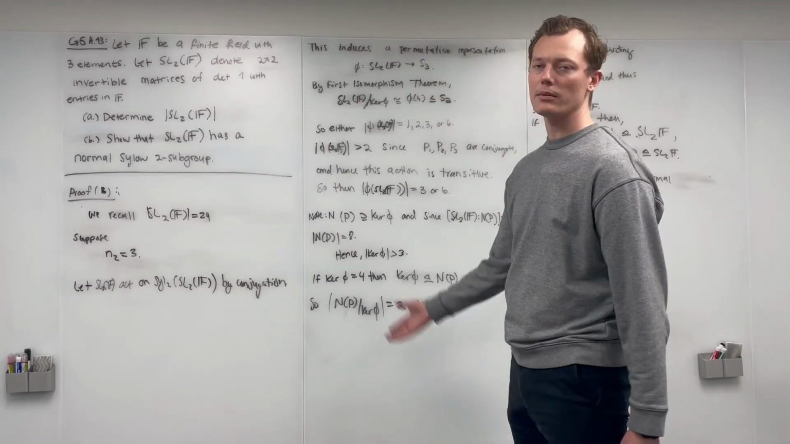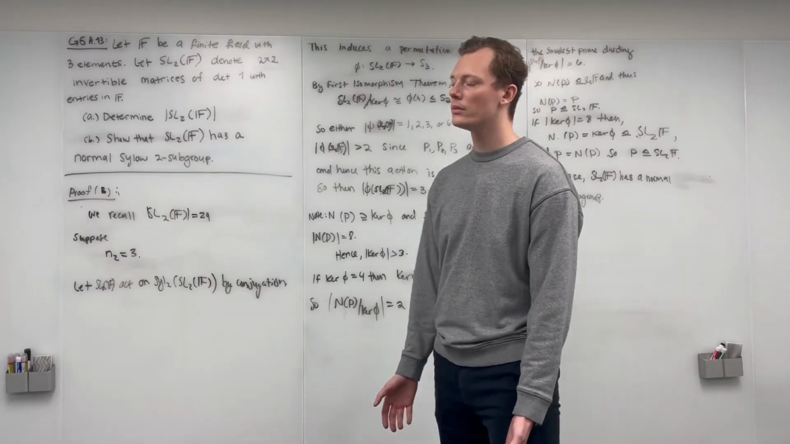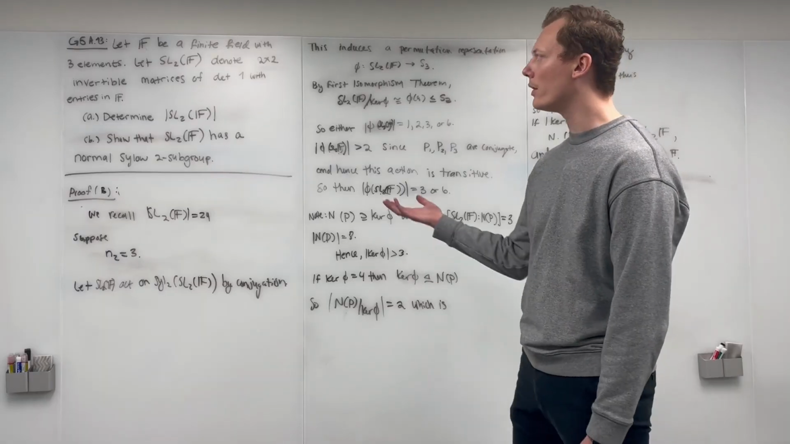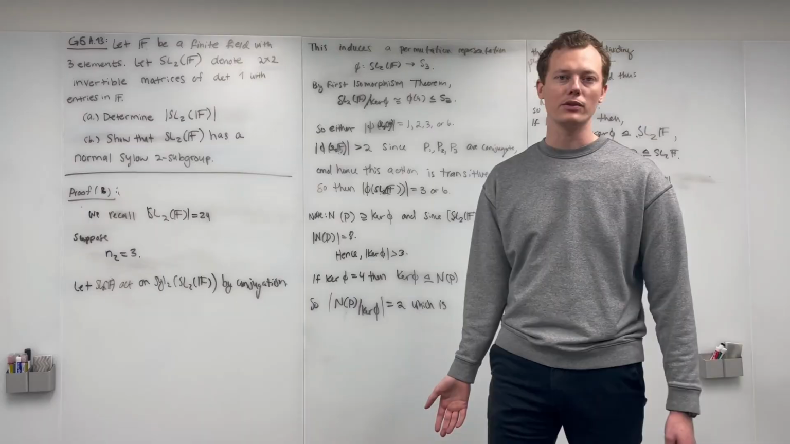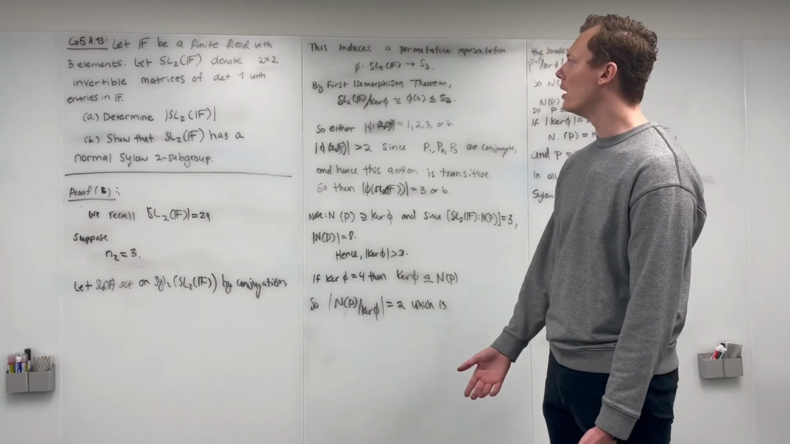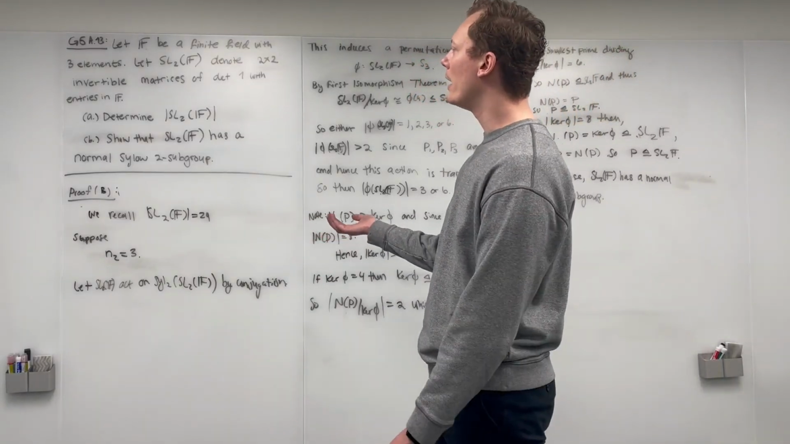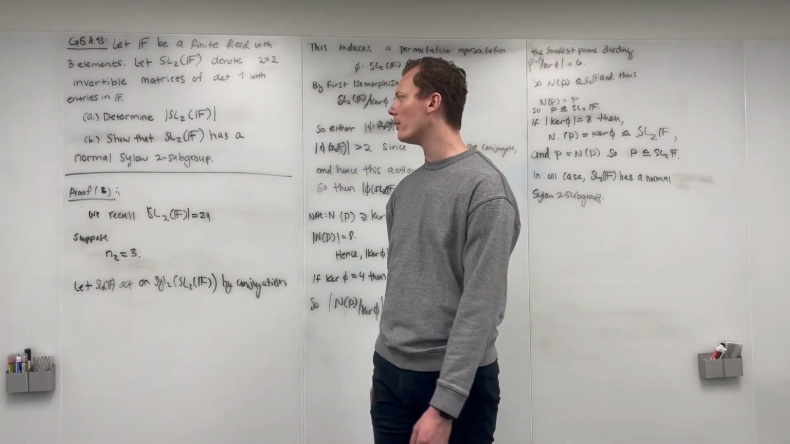Okay, so now we're going to continue working on the group theory problem number 5 from August 2013. Recall that F is a finite field with 3 elements, and SL2F denotes the 2 by 2 invertible matrices of determinant 1 with entries from F. And in the last part, we determined that the size of SL2F was 24.